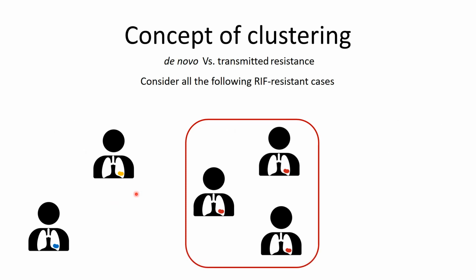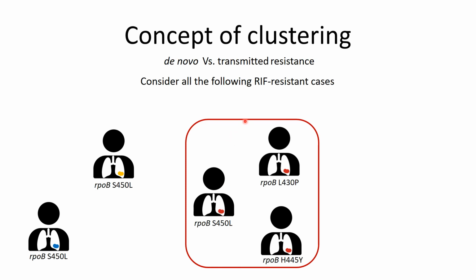Now let's consider another possibility to make this a little bit more complex, which is the same scenario, but remember we are using whole genome sequencing, and with whole genome sequencing we have increased resolution, so we can look at specific mutations, and we see which specific mutations are conferring drug resistance to these strains.